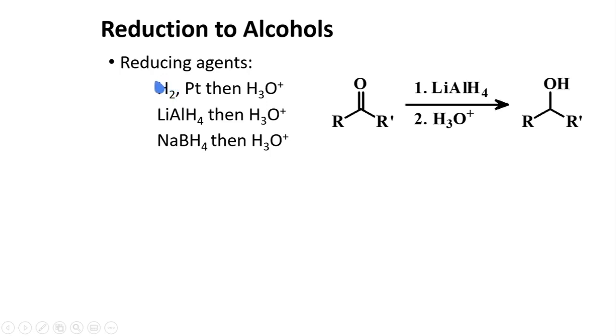Aldehydes and ketones can be reduced by these sets of reagents. The end result will be an alcohol. The double bond will just be reduced to give you this alcohol. If this is an aldehyde, you will get a primary alcohol. If it's a ketone, a secondary alcohol will be produced.